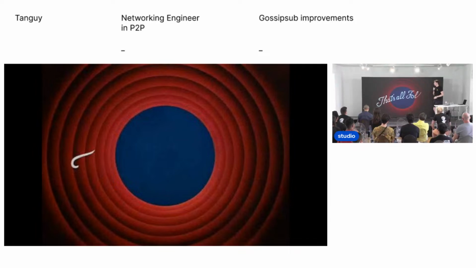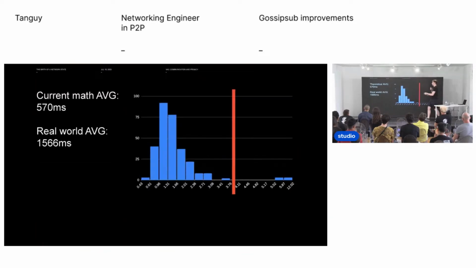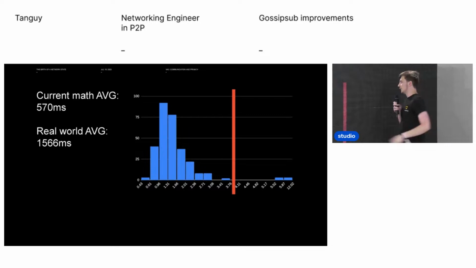So actually, if we look at the real average today, which we calculated should be 500 milliseconds, it's closer to 1.5 seconds. And there are a lot of reasons for this. It's basically theory versus real life. But the issue is it's hard to know what would happen if we make our blocks bigger.